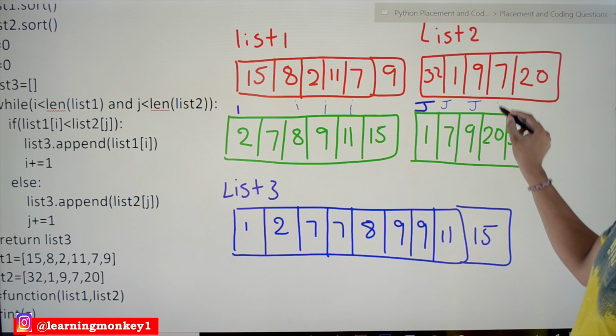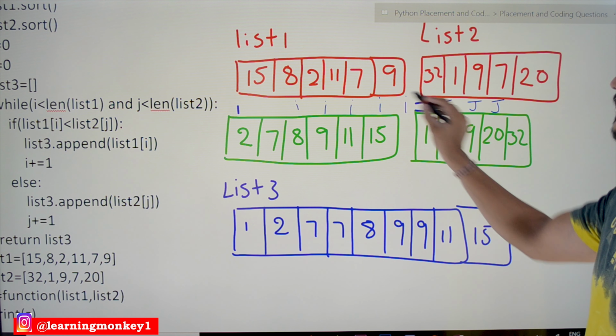11, 20, which one is small? 11 is small, so 11 is moving down, i is plus plus. 15, 20, which one is small? 15 is small, so 15 is moved down and i plus plus.